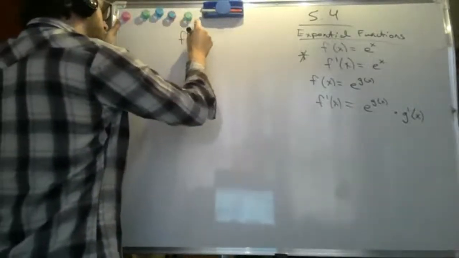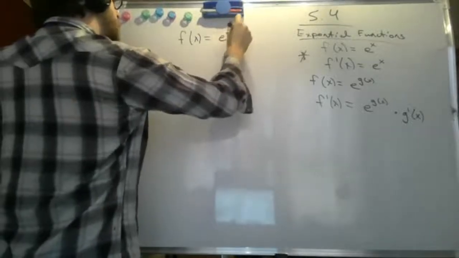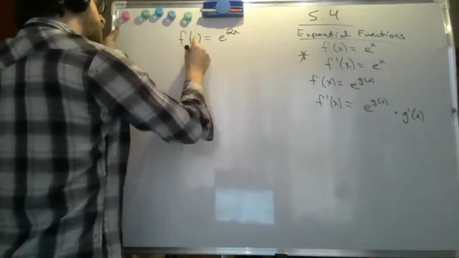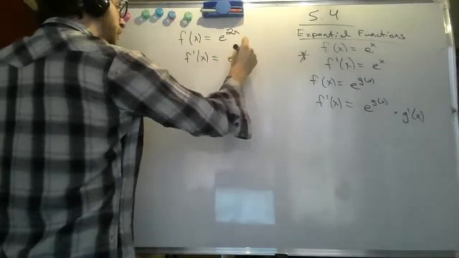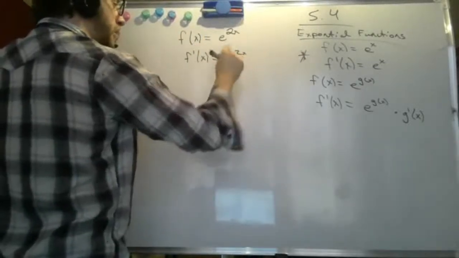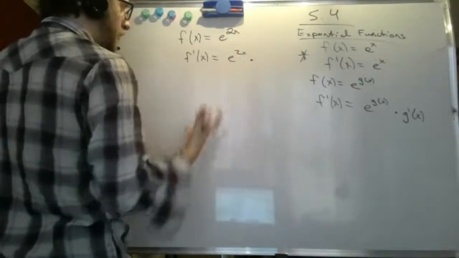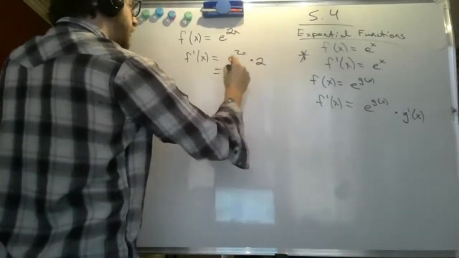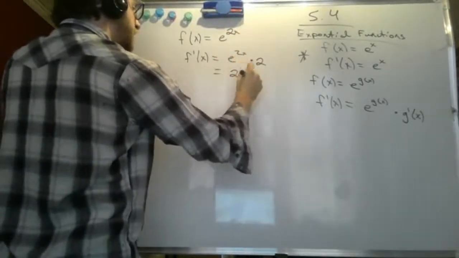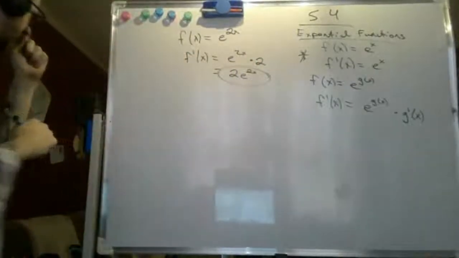So what will that actually look like? Well, suppose f of x is equal to e to the 2x. Then f prime of x is going to be e raised to the 2x power. We leave it alone to start with. And then we multiply our function by the derivative of the inside part. The derivative of 2x is 2. And so our final answer is 2 times e raised to the 2x. And that's it. There's your final answer.